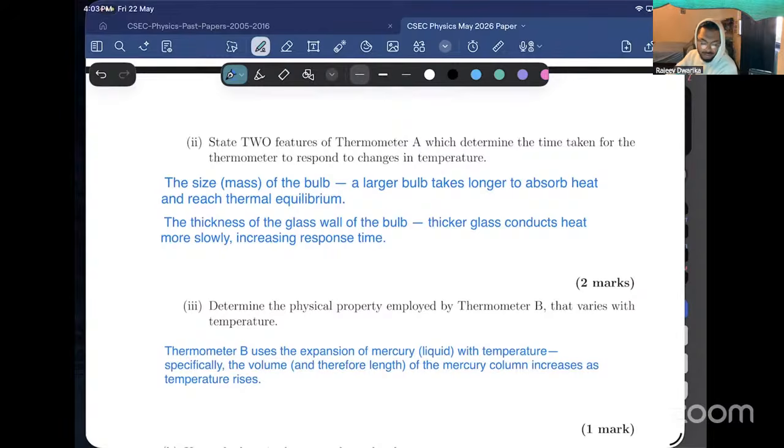And the thickness of the glass wall of the bulb. The thicker glass would conduct heat more slowly, increasing response time. I'll understand those two. Did you guys put that? Yeah. Okay. Anybody else put those two? No.